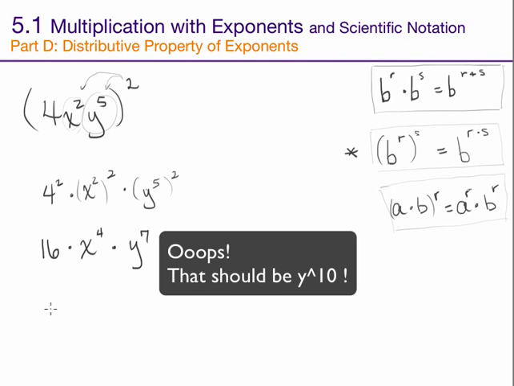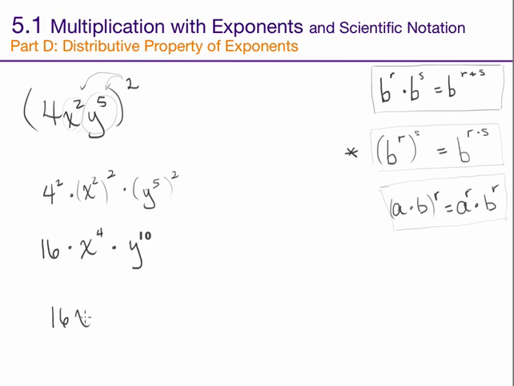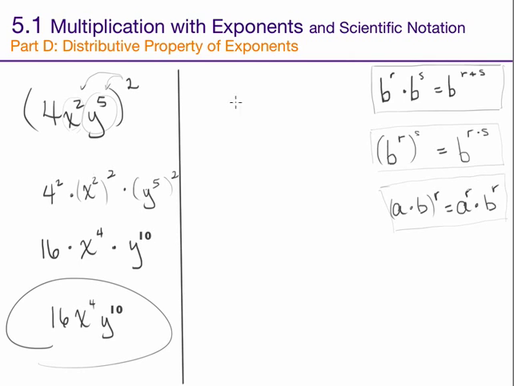I can leave it like this, or I can tidy it up and take those dots out. Here's my final answer. That's simplified as much as I can make it. Here's another example.